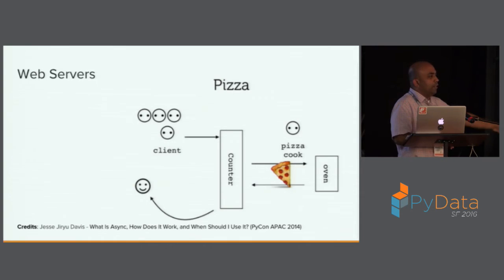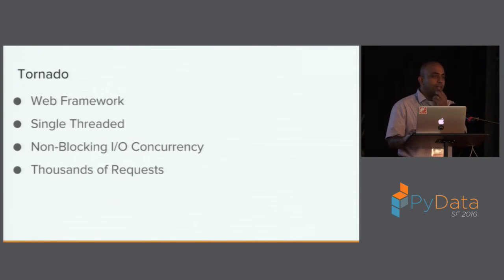The customer, of course, has to wait. He can't get his pizza for the next 10 minutes. But there's no reason why the people behind him cannot be served at the same time. That's typically what an async framework, an async process, does. And Tornado is an async web framework in Python, and it is single-threaded.